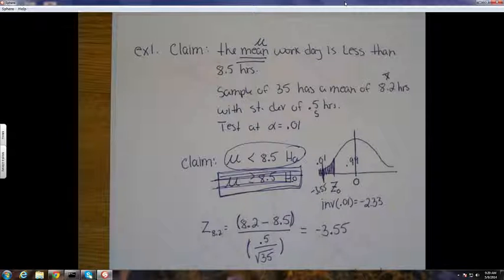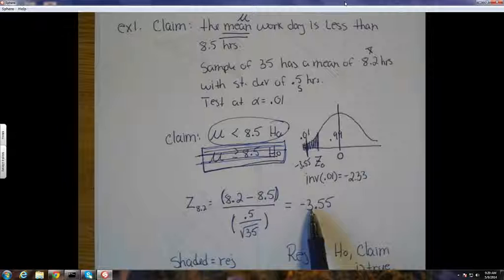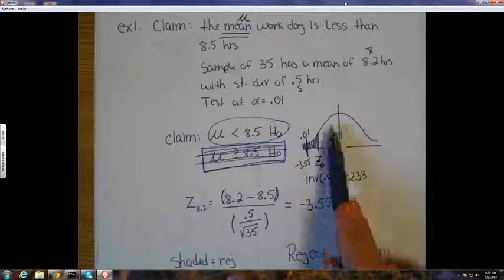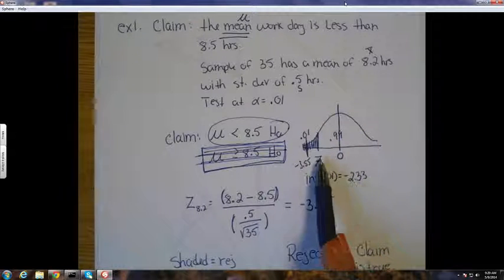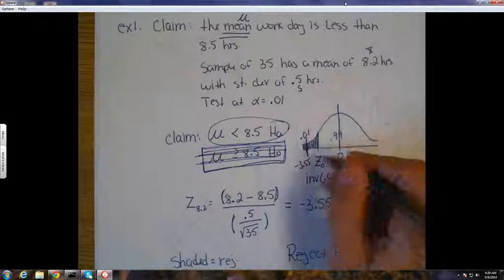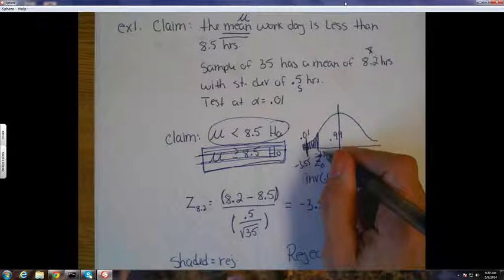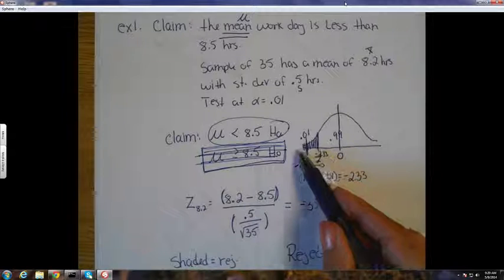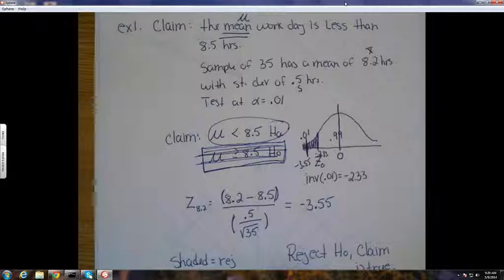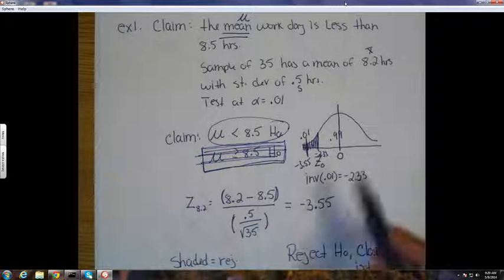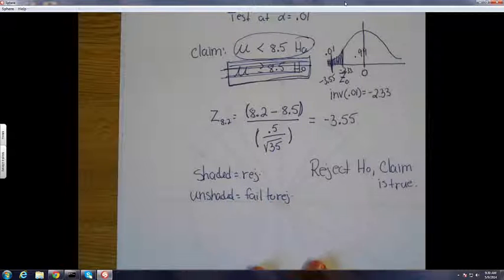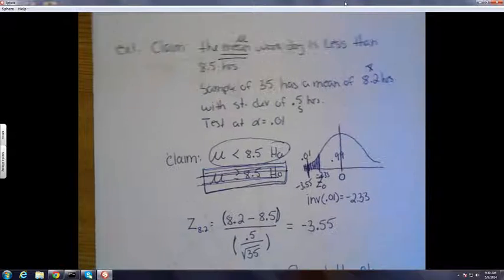Why did I reject it? Because my z-score came out negative 3.55. This is a number line. This critical spot was negative 2.33. So negative 3.55 was beyond this, so I'm into the shaded. If I land in the shaded, you always reject the whole. If you land in the unshaded, that's the fail to reject. So shaded is reject, unshaded is fail to reject.